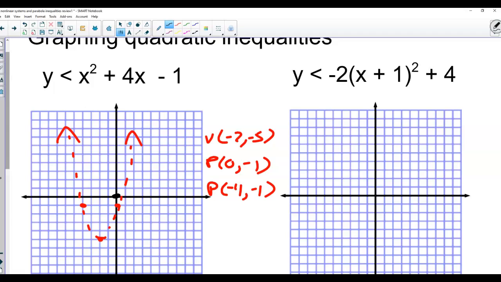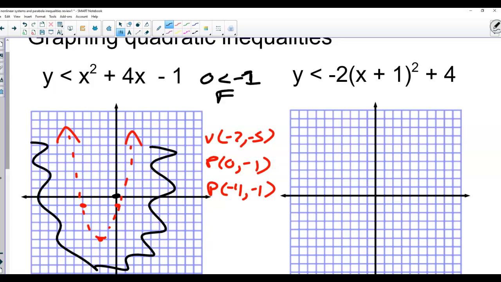Is 0 less than negative 1? That's a false statement. So I shade where the 0, 0 is not. Greater than and less than have nothing to do with shading inside or outside. Does the 0, 0 point make a true statement? If it does, we shade where the 0, 0 is. If the 0, 0 makes a false statement, we shade where it's not. Are there any questions with that?